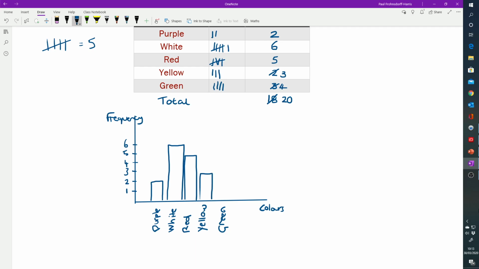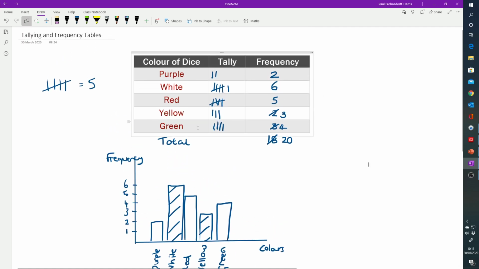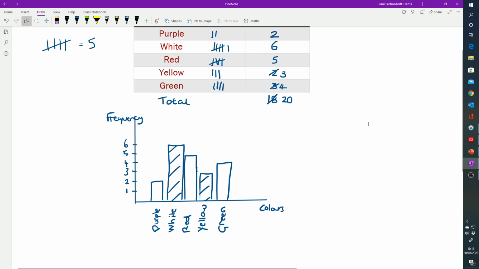This one's 3 and green is 4. And you can colour those in if you want to as well. I like to use a thing called hash shading, which, when I haven't got colours, still makes it look nice. Okay, so this graph goes with this frequency table. So I've got my frequency table, the colour of the dice, I filled it all in, and I used it to make a graph. Hopefully you can see exactly what I did.